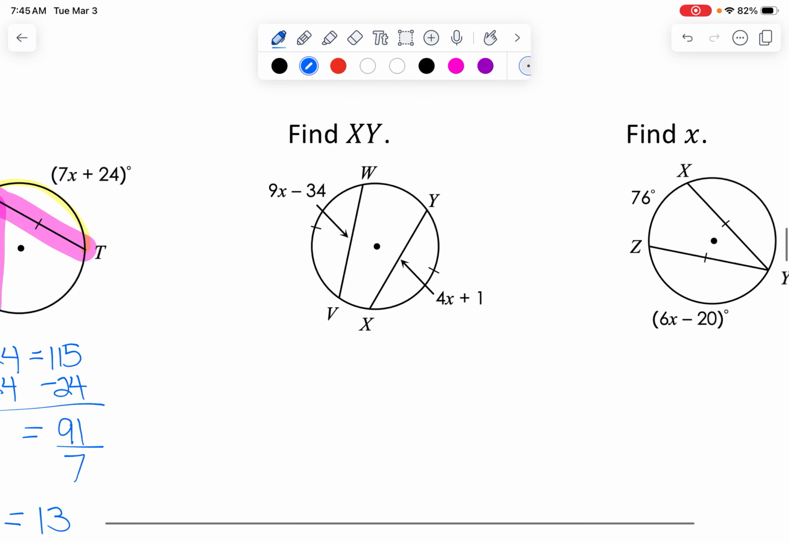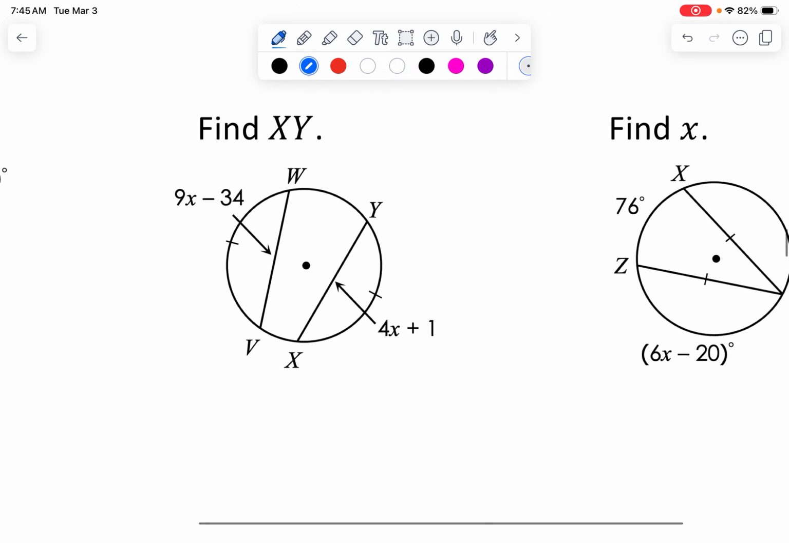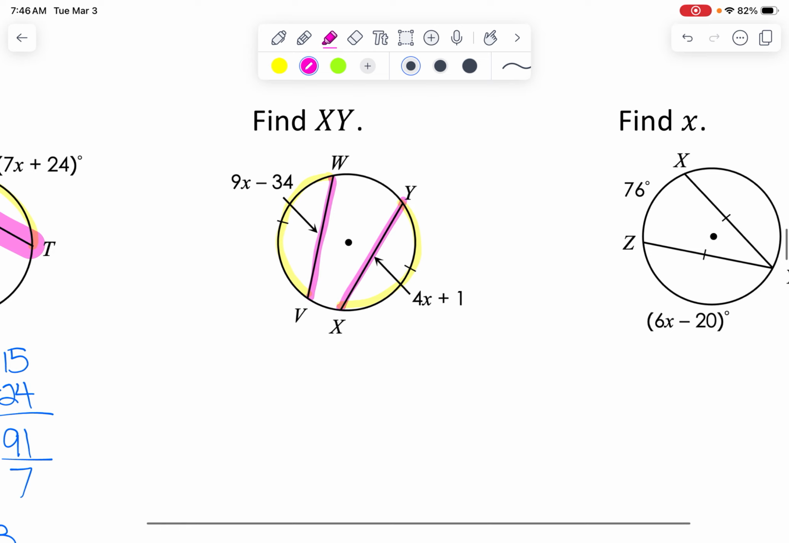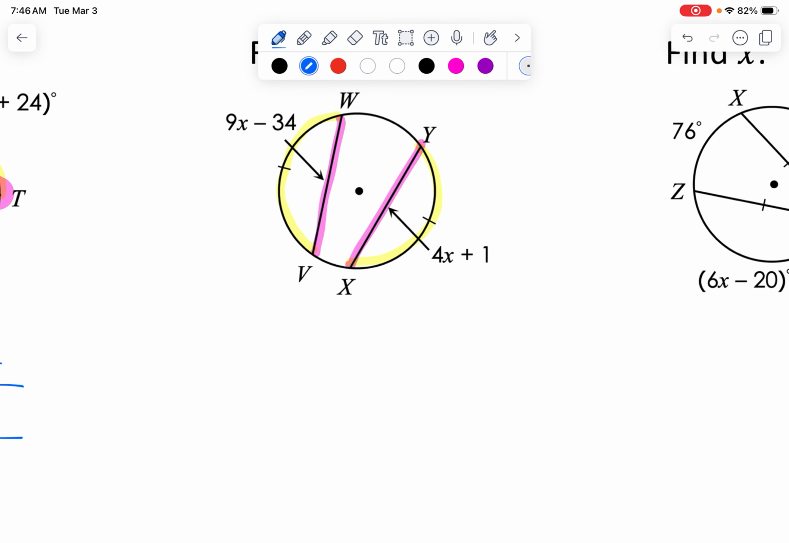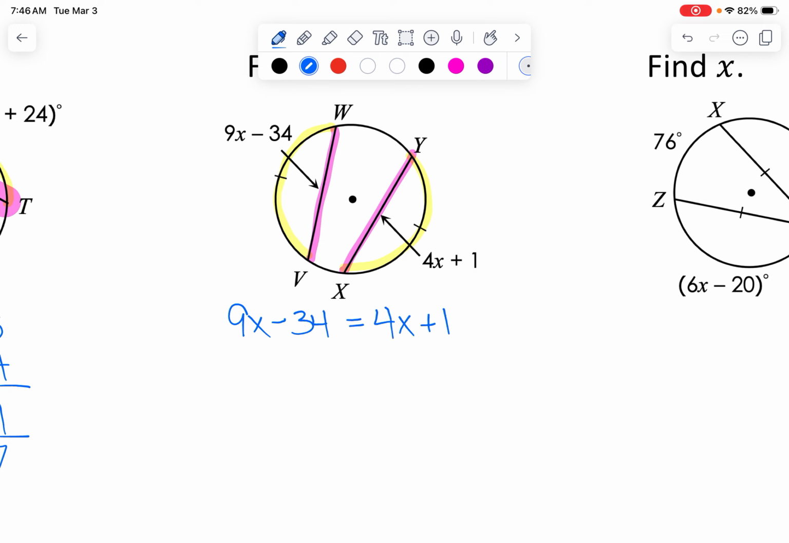Okay. Let's try another one. Find the length of XY. Okay. So this time you're given that the arc is the same. So this arc is congruent to this arc, which means then that this segment has to be congruent to this segment. Okay, so I can write that. Okay, so 9x minus 34 is equal to 4x plus 1.